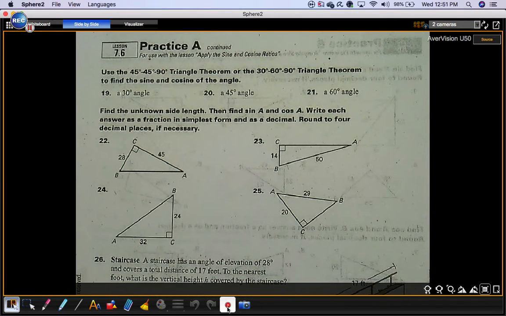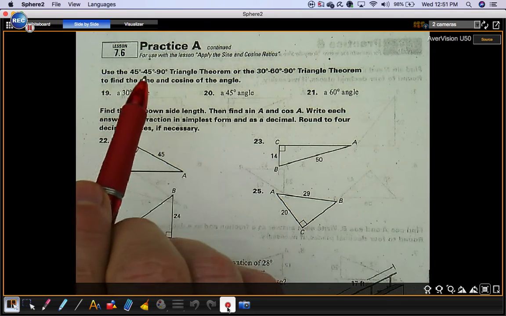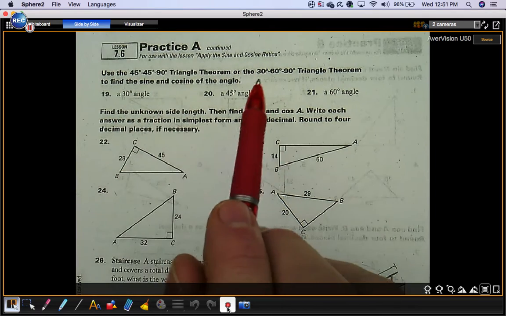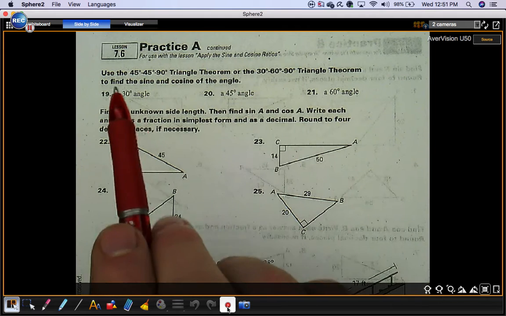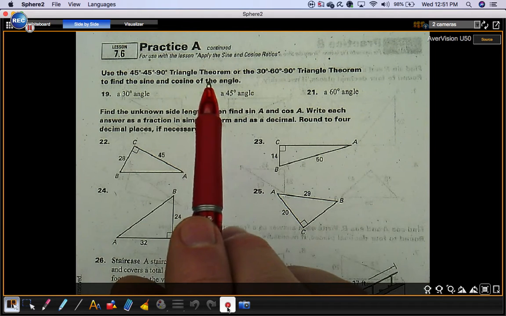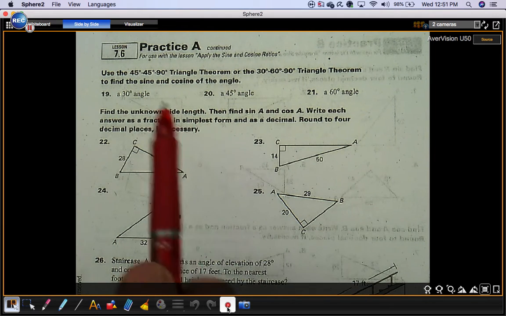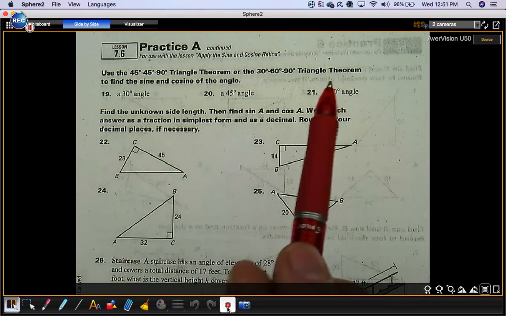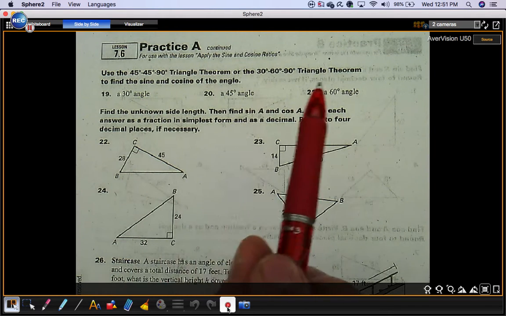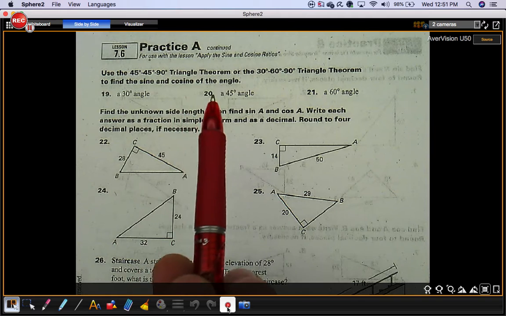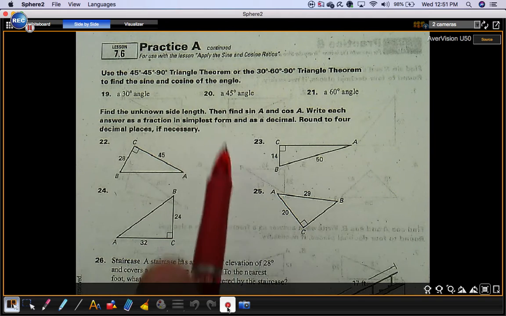This is practice A for section 7.6. We're looking at the back. We're going to use the 45-45-90 triangle theorem or the 30-60-90 triangle theorem to find sine and cosine of the angle. We did this in our lesson, so there is a video on this if you're not sure. If you want to stop this video, maybe watch that one first. It'll explain how you do it.